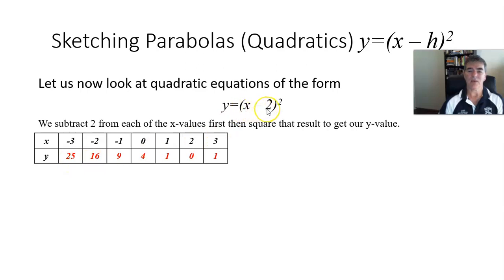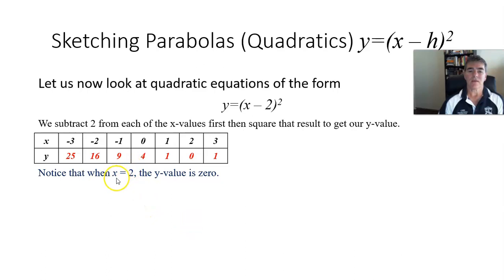Negative 2 take away 2 is negative 4. And squaring that, we get 16. So again, be very careful with negatives and making sure that you know how to do that on the calculator correctly. Though you should be able to do them in your head too.